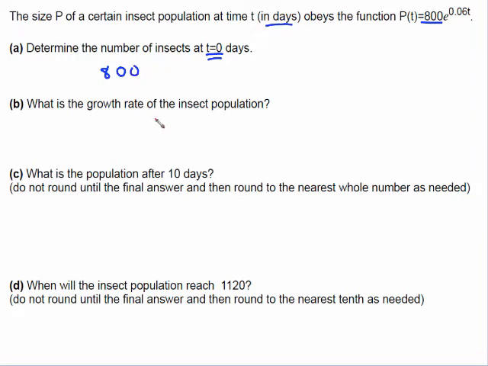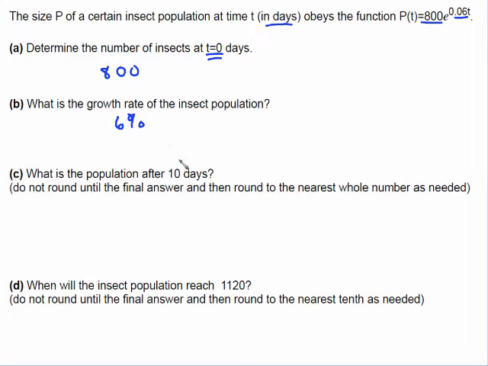What is the growth rate of the insect population? The growth rate is this number right here. Now that's in decimal form. What the answer is looking for is percent, so 0.06 is 6%. So this insect population is growing at a rate of 6% per day.